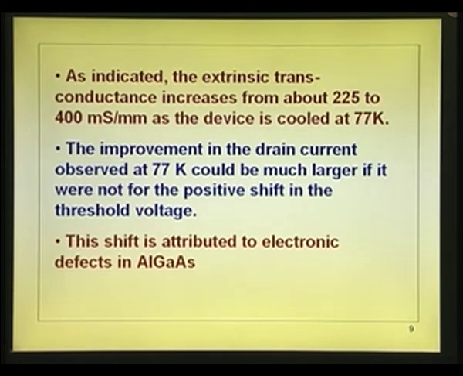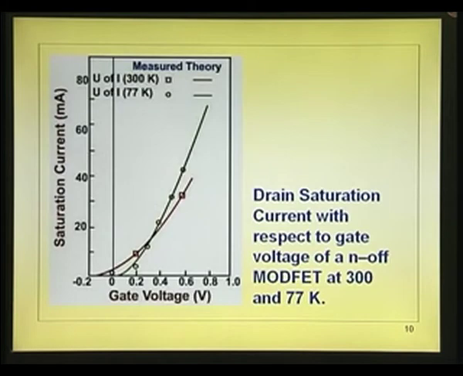Now, one more thing that you notice here is, if you go to the next slide, you will see that there is a shift in the threshold voltage. These are transfer characteristics. What we have shown there is output characteristics. These are the real devices people have measured. You can see this red curve gives you the transfer characteristics, IDS versus VGS at room temperature, 300 degrees Kelvin, and this curve gives you at 77 degrees Kelvin. Two things you have to observe.